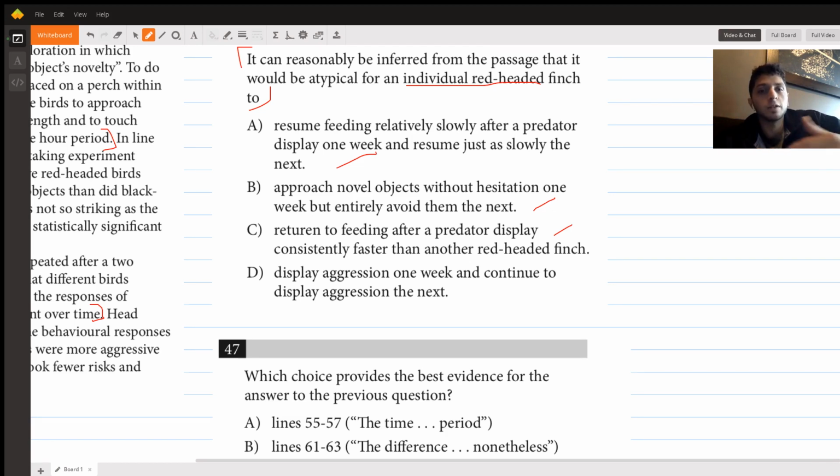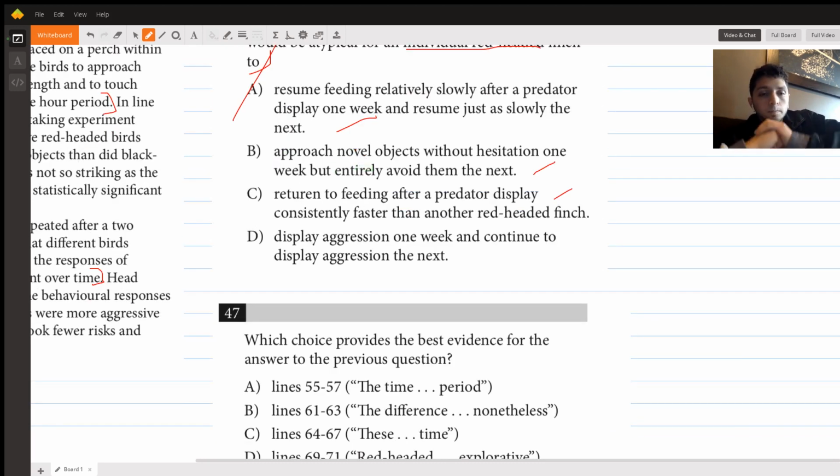The other thing we can look at is what is typical of a black-headed finch and what's typical of a red-headed finch. So would it be atypical for an individual red-headed finch to resume feeding relatively slowly after a predator display for 1 week and resume just as slowly the next? First thing is the behavior is consistent, so that would not be atypical, because that's what we expect. The other thing is, what do they say about red-headed finches? It does say that they resume feeding relatively slowly relative to the black-headed finches. So for that reason, this is perfectly reasonable. This is what we would expect.